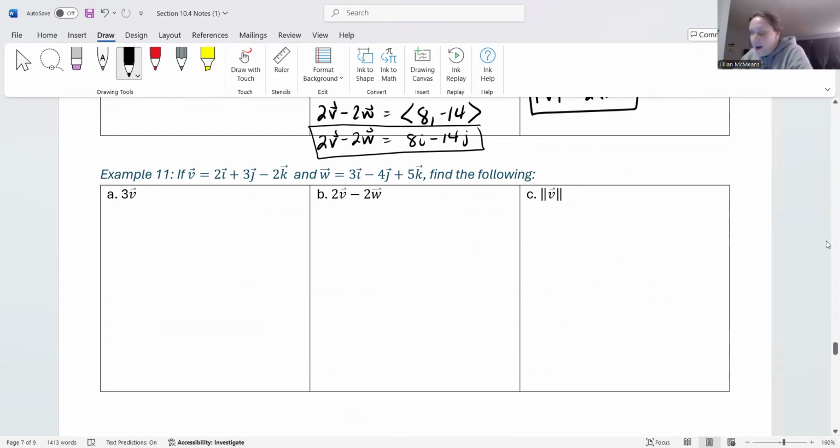So, okay. So for example 11, it's kind of the same thing. We're going to take both vectors, multiply each by a scalar, and then subtract them, and then we're going to find a magnitude. So we're just practicing this again. None of this is particularly difficult. You just need to be careful, watch signs and little things like that. Okay, so we have that.